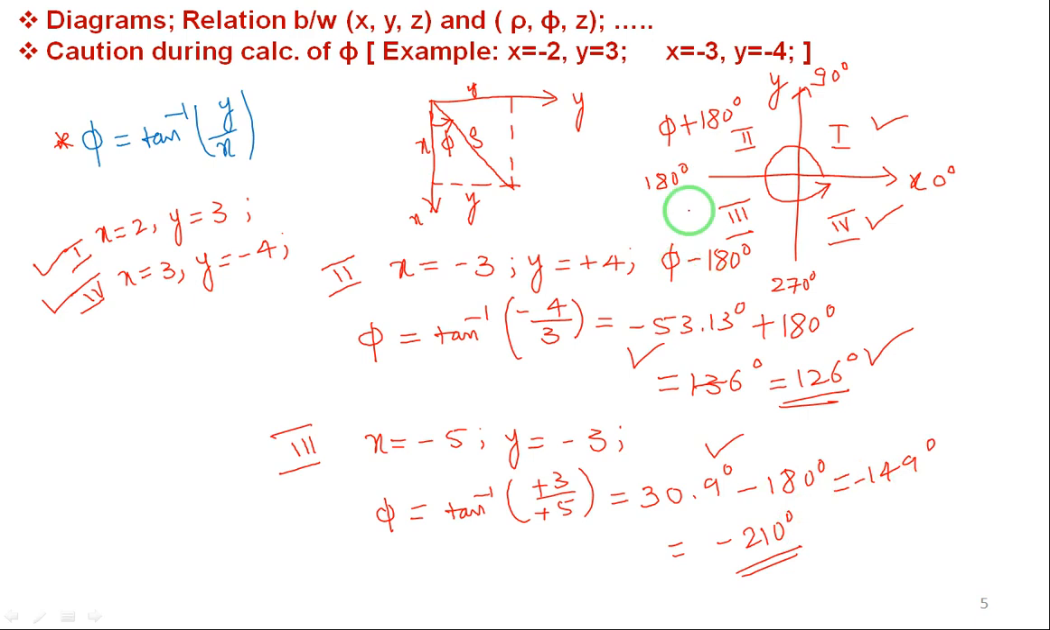The angle should come between 180 and 270. So what should I do for the value of phi? We have to add. In the second quadrant we have added, and in the previous case it was correct. Here we have to subtract, but we are not getting the proper answer. Then what to do? We should be very careful. X is negative and y is negative means it will come in the third quadrant only. So add 180 degrees. This works.